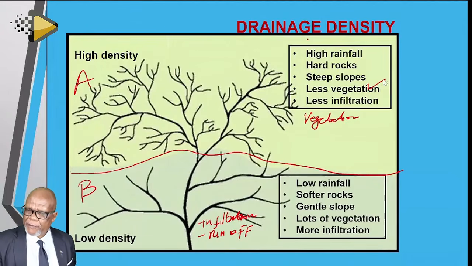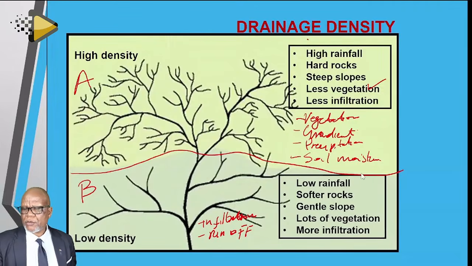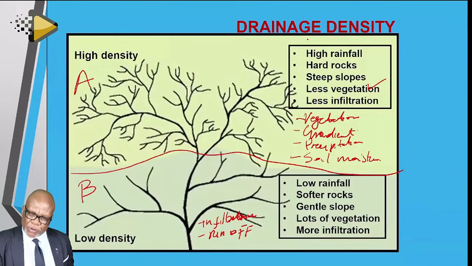Number two, we have gradient. We have precipitation, the type of precipitation. We have soil moisture. Now, we've already accounted for vegetation. Now, let's look at soil moisture or type of soil.